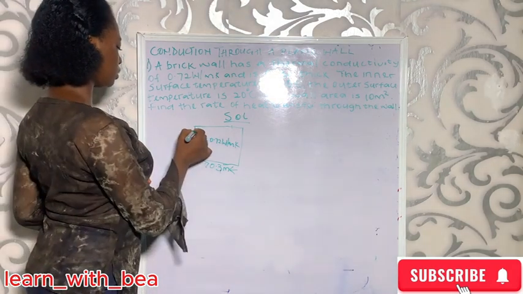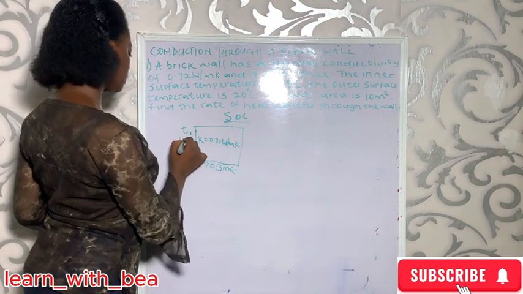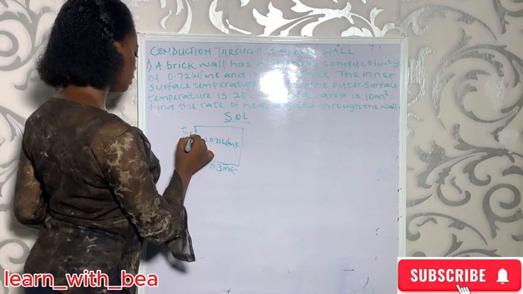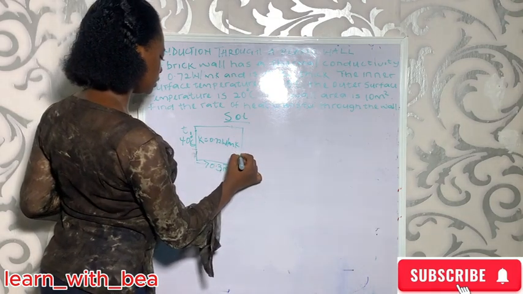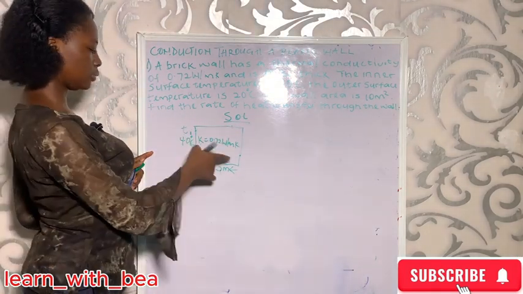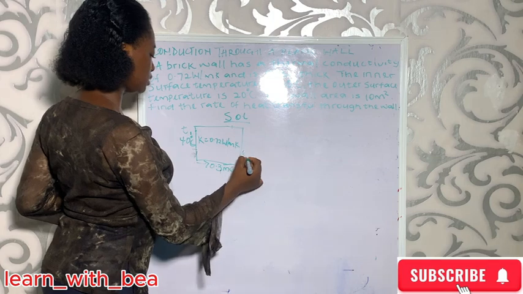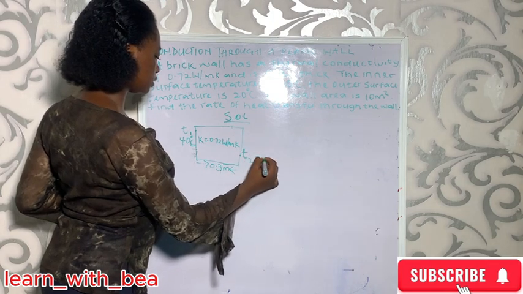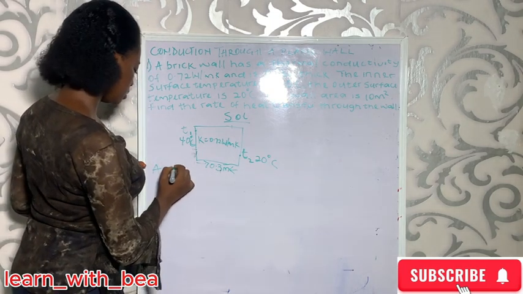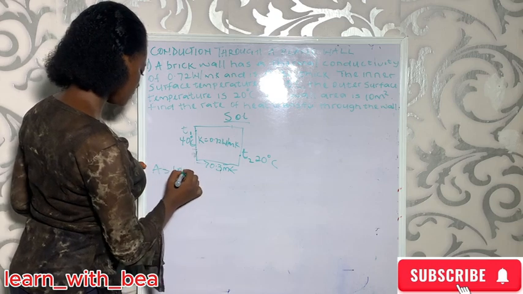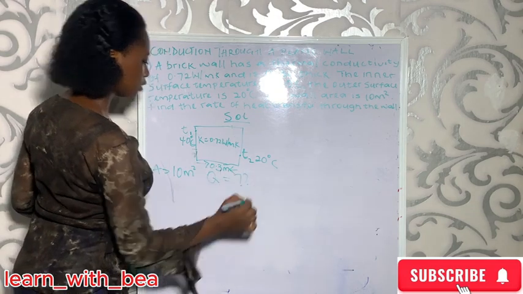The inner surface temperature, which is our T1, is 40 degrees C. The outer surface temperature is 20 degrees C. You know, temperature decreases across the wall. Can we see now? Yes. So from 40 we went to 20 degrees C, which is our T2, 20 degrees C. Then we're given our area to be 10 meters square. We have to calculate Q, which is the rate of heat transfer.